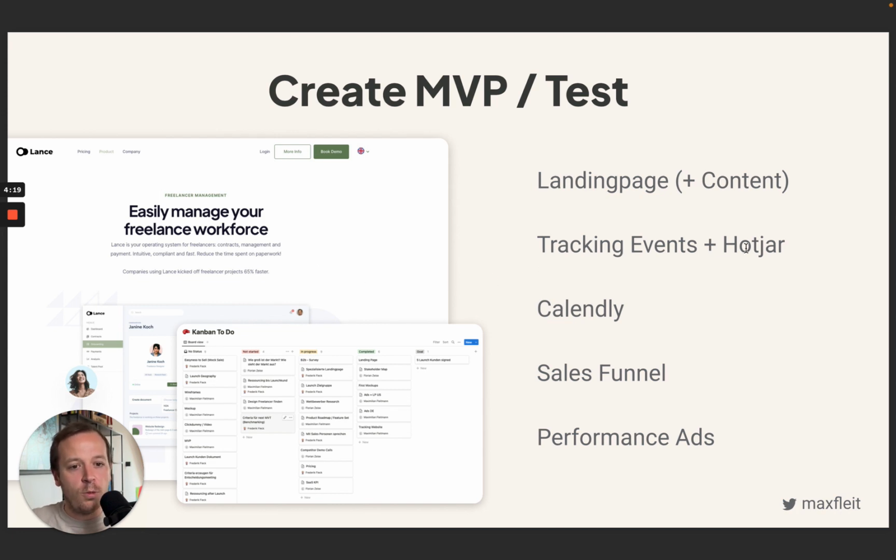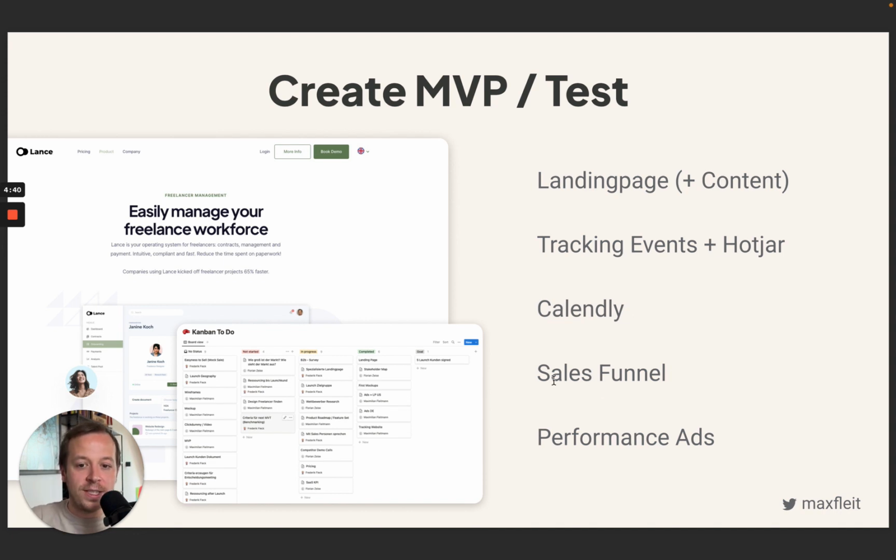What we then did, we had implemented everything in regards to tracking events. So we knew exactly which buttons were clicked and who was browsing on the website. We were also using Hotjar for that. And we were using a book demo button with our goal to bring people into the demo. And we were using Calendly for this.